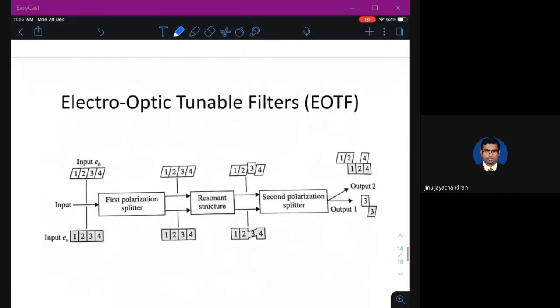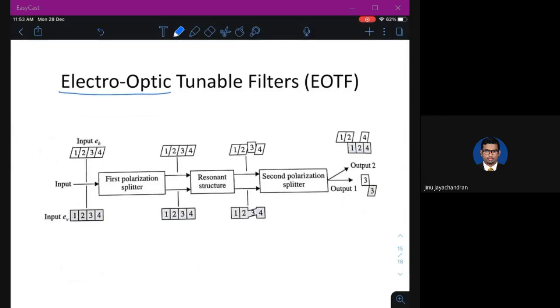Similarly, you have electro-optic tunable filters. This is based on the electro-optic effect. The electro-optic effect is that by applying some voltage, you are able to change the refractive index of a material, which we have already seen. So electro-optic tunable filters consist of two components and three stages. There is a polarization splitter at the start and at the end, and there's a resonance structure.